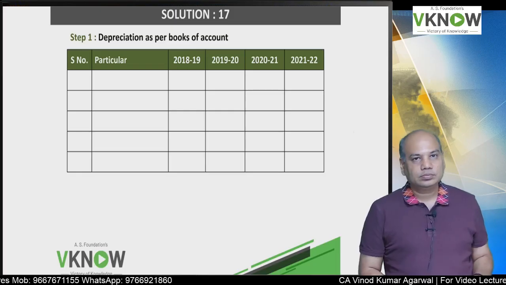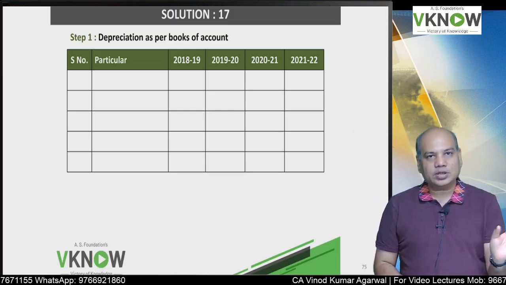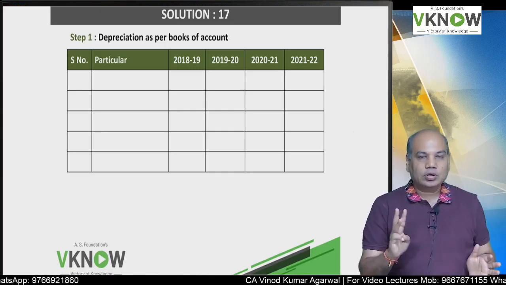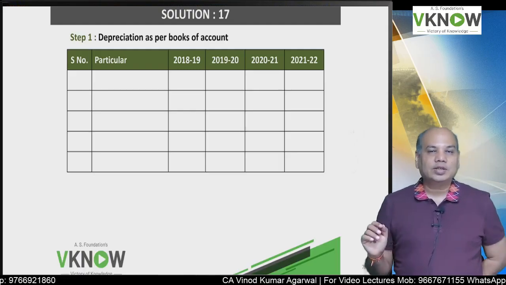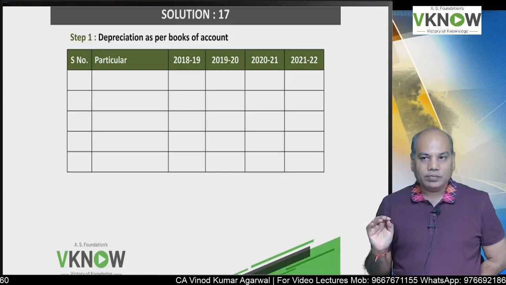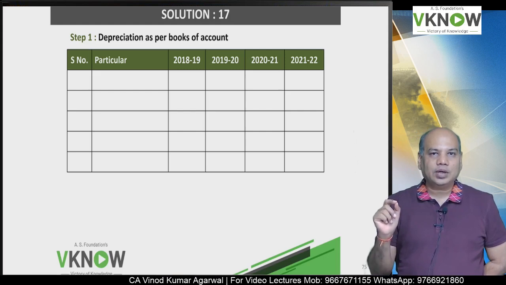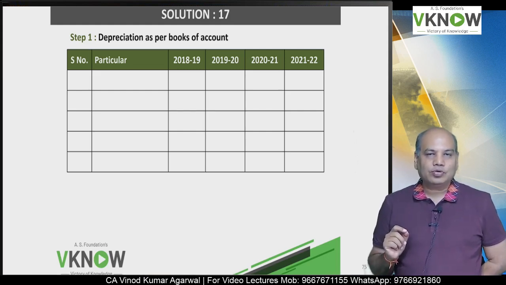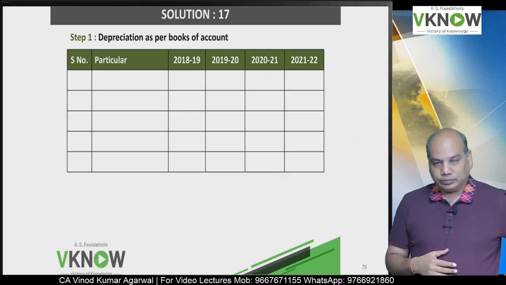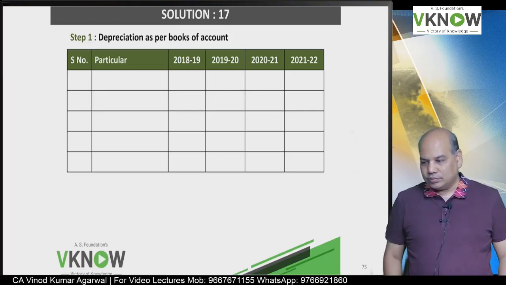To prepare the P&L account, I will require PBDT, depreciation as per books of account, current tax, and deferred tax. So 3 calculations I require in the statement of profit and loss: depreciation as per books, current tax, deferred tax. But to compute deferred tax, I will require carrying amount versus tax base. So I will have to prepare one working note on tax base also. Is it right? So let us write down depreciation as per books of account.